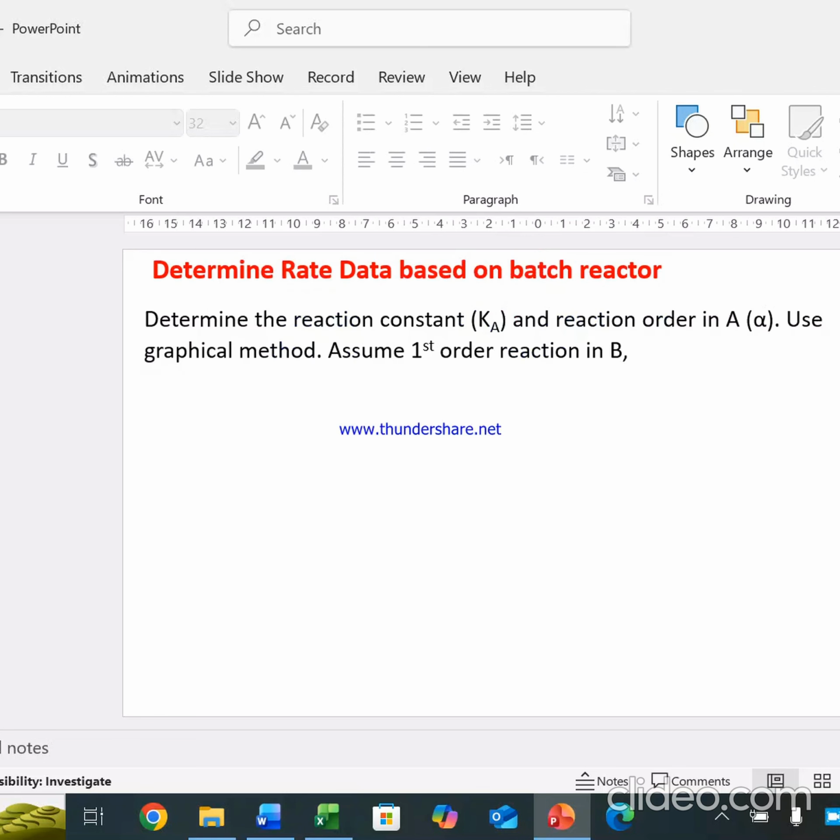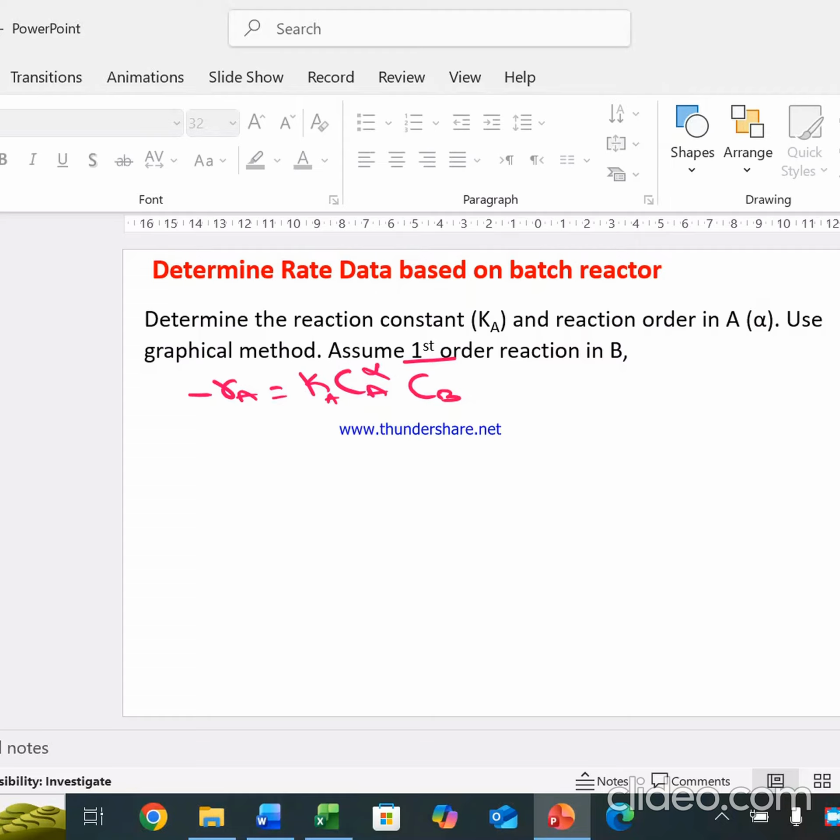But the analysis we are doing here says that what? Determine the reaction constant kA and reaction order in A, alpha. Use graphical method. And there is an assumption here. Assume that it is first order reaction in B. So we have our minus rA equals kA CA^alpha, and CB is to the power 1 now because we have been told to assume it.